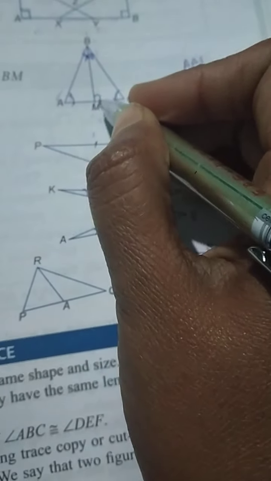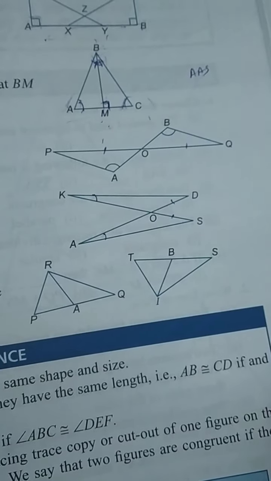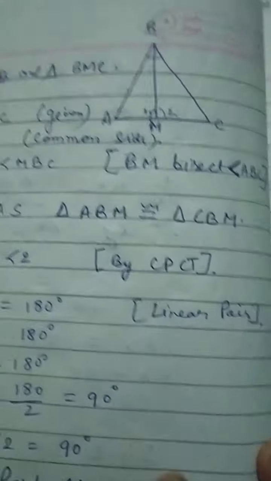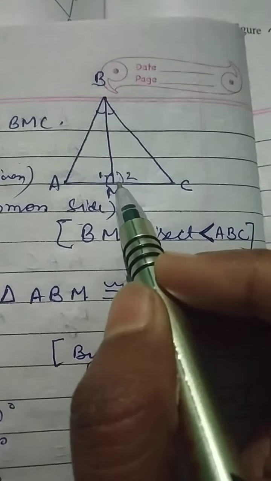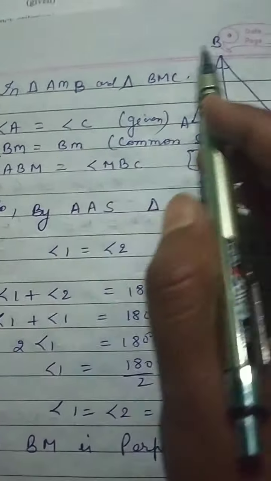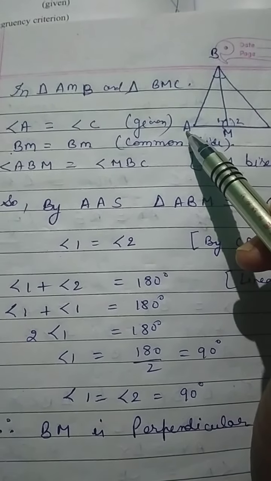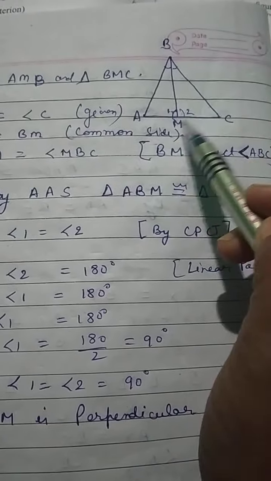Here you have to show that it is 90 degrees. Okay, so just see how we are going to prove this. Here we have to show that this is 90 degrees. So we are going to make these two triangles, triangle ABM and triangle BMC, congruent.